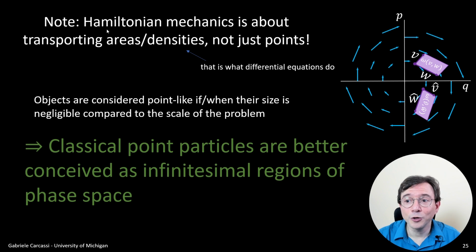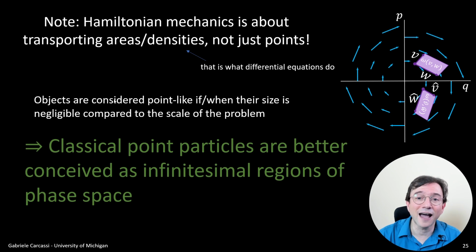So first of all, note that Hamiltonian mechanics is about transporting areas and densities, not just points. Because this is what differential equations do. They talk about Jacobians, they talk about areas. We saw those things were important. So classical point particles are really better conceived as infinitesimal regions of phase space, right? Thinking that they're really points sort of breaks that whole structure and breaks all these equivalent characterizations, because really Hamiltonian mechanics is transporting areas, infinitesimal regions of phase space.